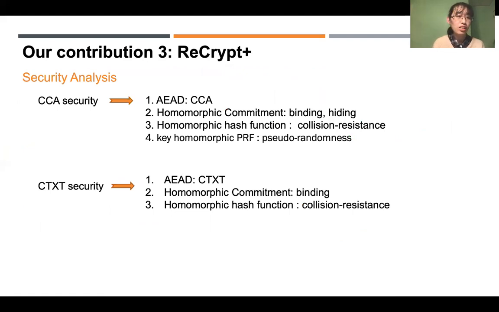As for the security, we reduce the CCA security to the CCA security of AEAD, the binding and hiding property of the homomorphic commitment, the collision resistance of the homomorphic hash function, and the pseudo-randomness of the key homomorphic PRF. We also reduce the ciphertext integrity to the ciphertext integrity of AEAD, and the binding property of the homomorphic commitment and the collision resistance of the homomorphic hash function.